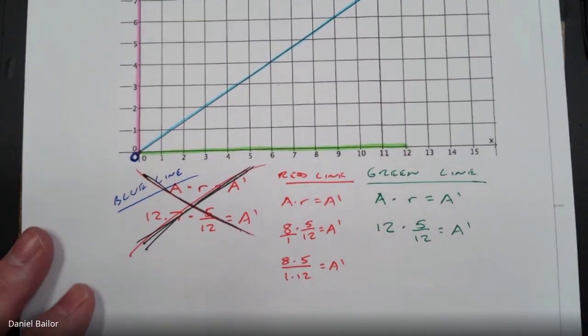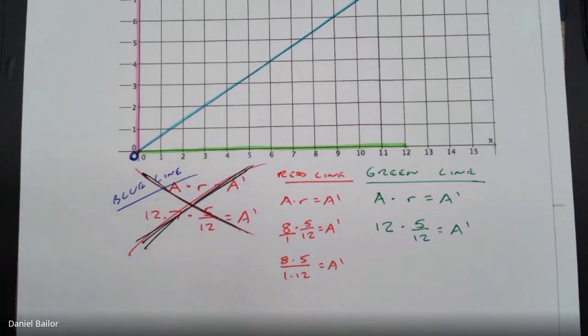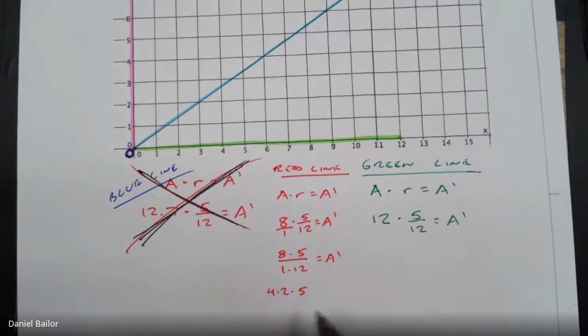Now, to do this, what you should do is break it up. So 8 is actually 4 times 2. So we get 4 times 2 times 5. 12 is 4 times 3. So we do 4 times 3.